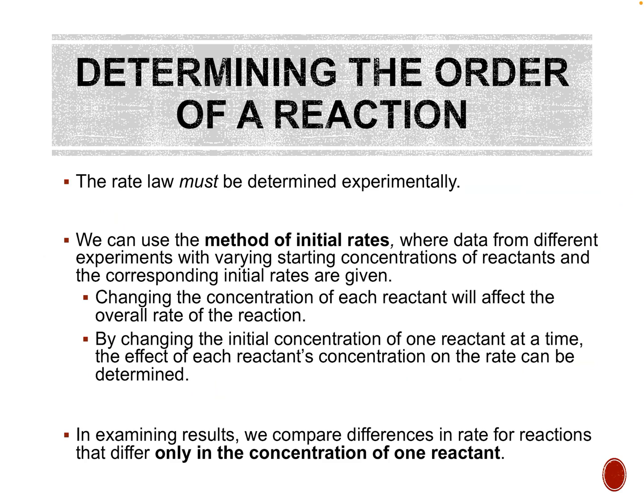So changing the concentration of each reactant will affect the overall rate. And we're going to change the concentration of one reactant at a time. We're going to hold all of the other ones constant so that we can just see what that one reactant is doing to the rate. If we were changing 2 things at once, then we couldn't tell which reactant was affecting our rate and by how much. So again, we're going to only change the concentration of one reactant at a time.